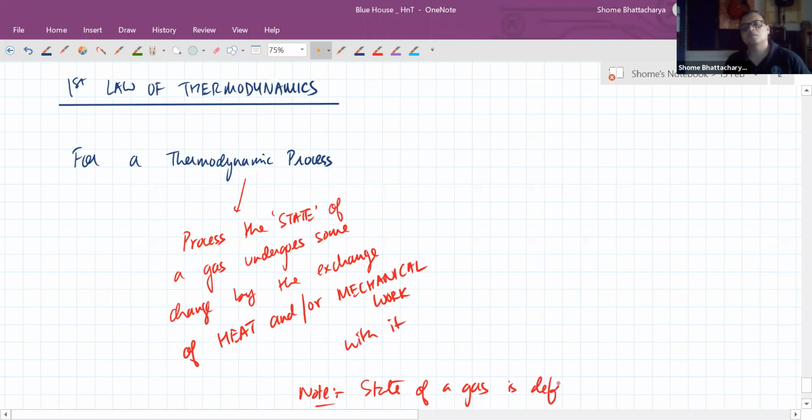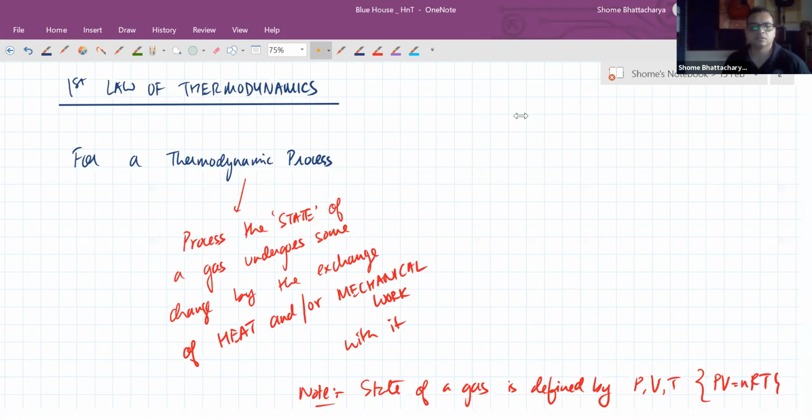See what we mean by state of a gas is defined by pressure, volume, temperature, and the interrelation between them, PV equal to nRT, which is the ideal gas equation, is also called the equation of state.